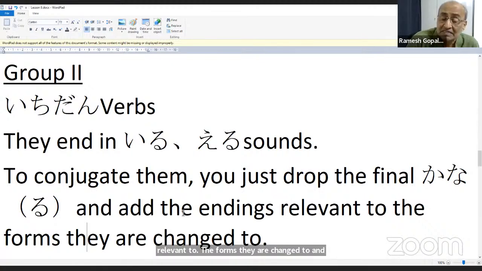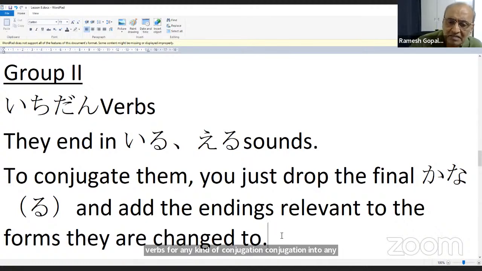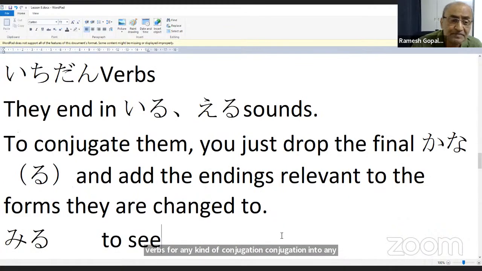And remember one thing, for this reason, they're also called the ru dropping verbs. They drop the ru. Group 2 verbs are called the ru dropping verbs. For conjugation into any form, you simply drop ru and add the endings.